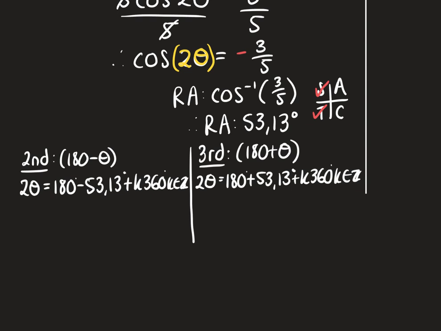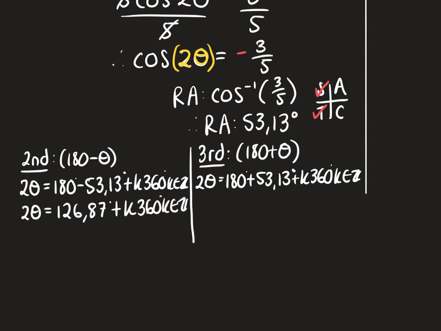A lot of people use N as well, N element of Z, K element of Z. At the end of the day, guys, it means and represents the same thing. Okay, now after that, we can simplify. So what we're going to do first is we're going to go 2 theta is equal to 180 minus my reference angle, which gives me 126.87. Guys, if they don't specify your decimal placing, always assume 2.